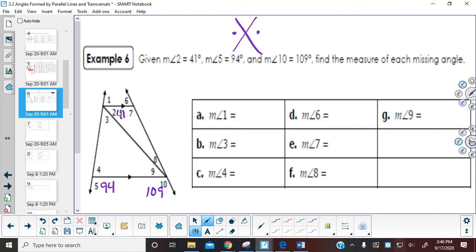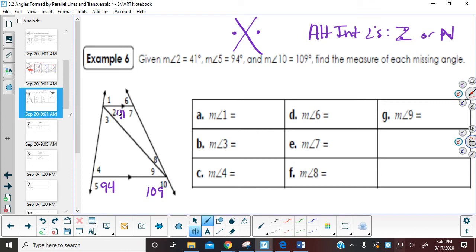The big key, and I'm going to say this a lot, so ingrain this in your brain: when you are looking for alternate interior angles, and I'm going to write this here, alternate interior angles, the thing you want to look for is a Z or an N, okay? Because within the corners of the Z or within the corners of the N are going to be alternate interior angles, all right? So I'm going to say that again here in just a minute.